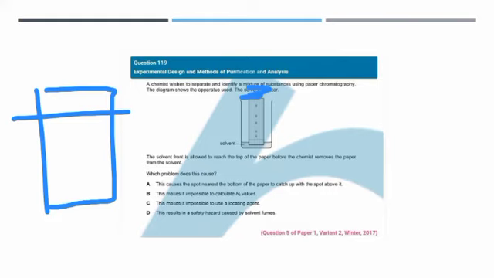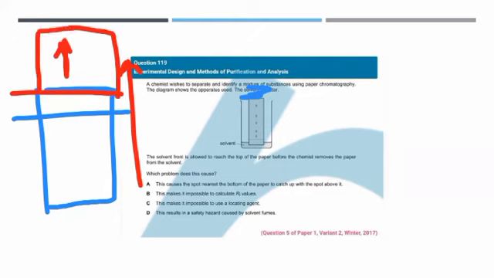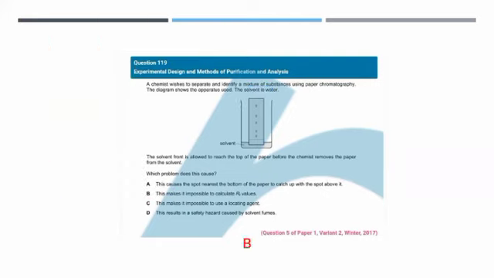What is the problem if it reaches the end of the paper? I don't know how much distance it traveled. It could have reached the end of the paper, and then the water could have traveled more distance if I had a larger paper, a longer paper. Since I don't know the exact distance, I cannot calculate the RF value. So it makes it impossible to calculate the RF values, and the correct answer is B.